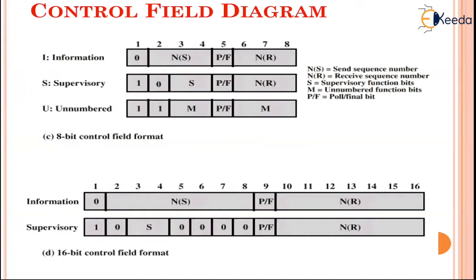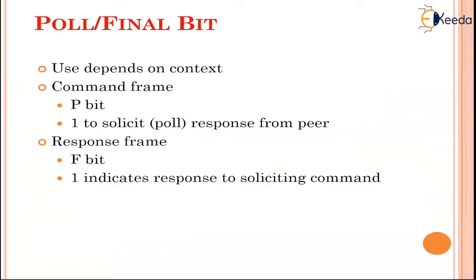The first one or two bits of the control field serve to identify the frame type. The remaining bit positions are organized into subfields as indicated in the figure. Then all the control frame formats contain a poll/final bit. Its use depends on context. Typically, in command frames, it is referred to as the P bit, that is the poll bit, and in response frames, it is referred to as the final bit. In response frames, this bit is set to 1, and in command frames, this P bit is also set to 1.